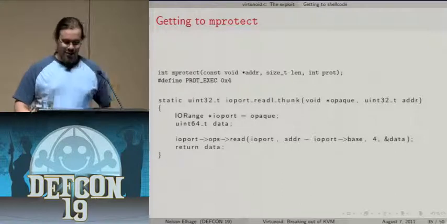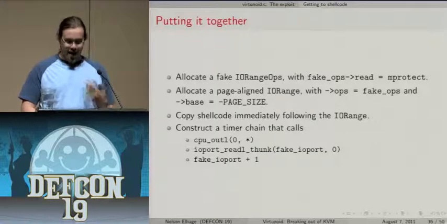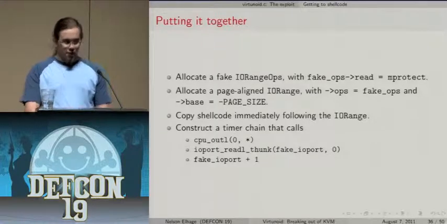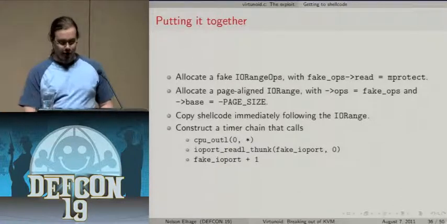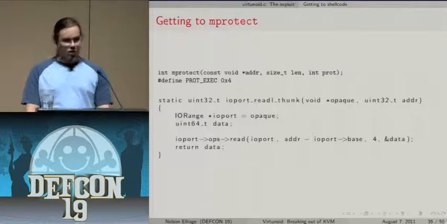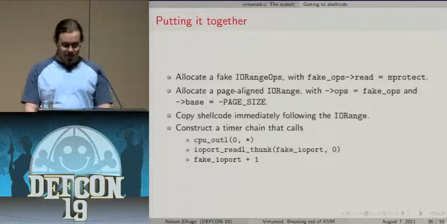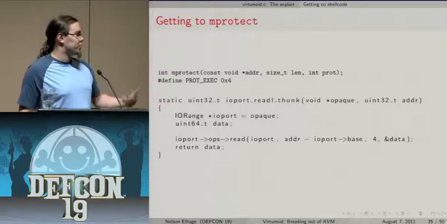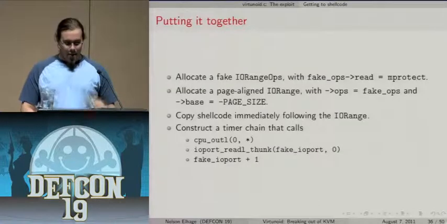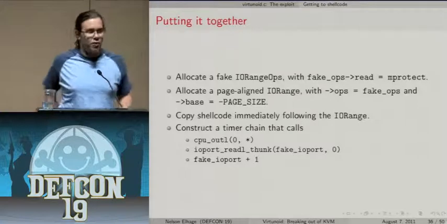All right, so to put the steps together, we need to allocate a fake IORangeOps struct, which is that operation structure. We need to set the read op to mprotect. We need to allocate an IORange object that needs to be page aligned because we're going to call mprotect on it. It has ops pointing at fake ops, and base is set up such that that addr minus ioport base computation yields a useful length. And then we're going to copy our shellcode into that same page immediately following the IORange.